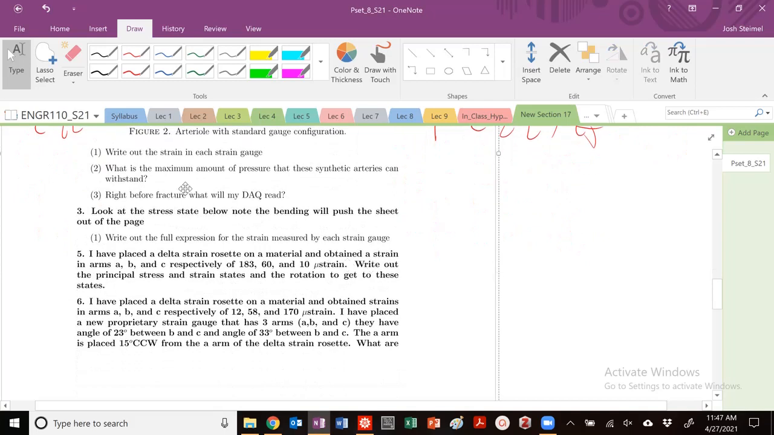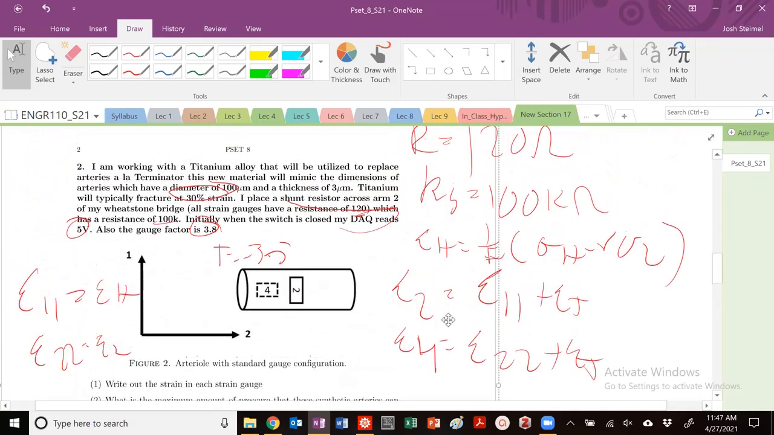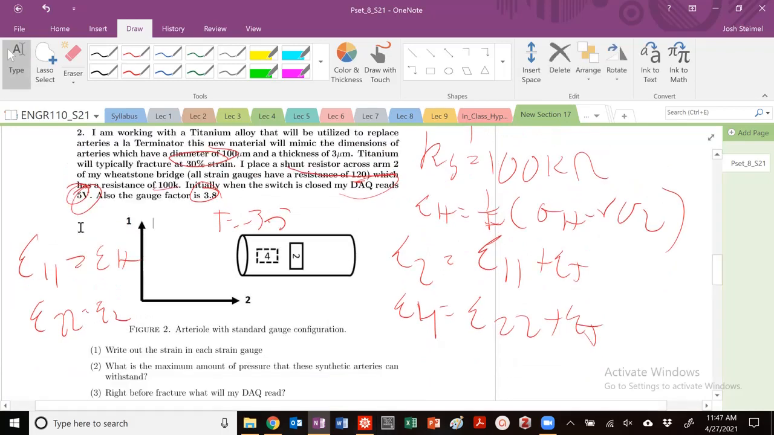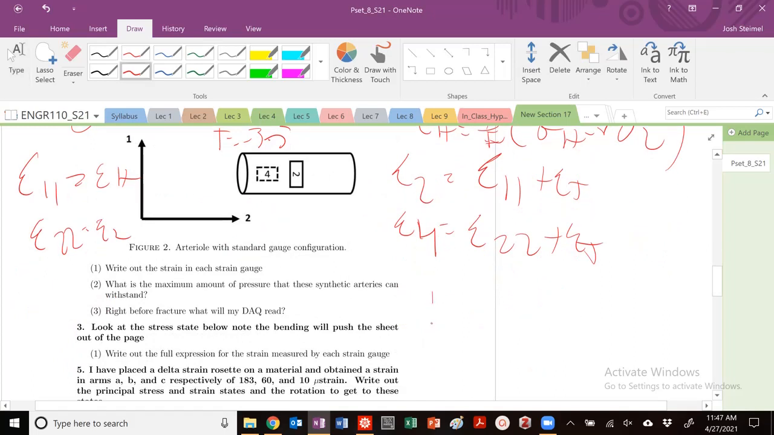We've written out the strain in each strain gauge. What is the maximum amount of pressure that these synthetic sheets can withstand? We figure out the delta P. Right before fracture, what will my DAC read? So this is an important point. We figured out our equivalent strain. When we close the switch, our DAC measured this 5 volts. And now we know what our total strain is going to be the following. Total strain is equal to minus E2 plus E4.